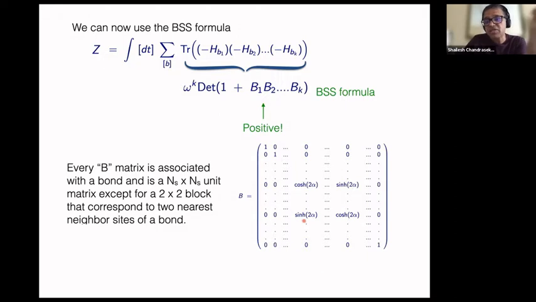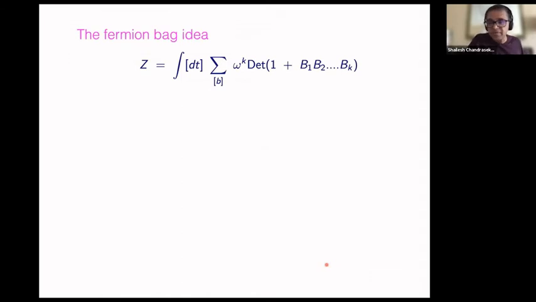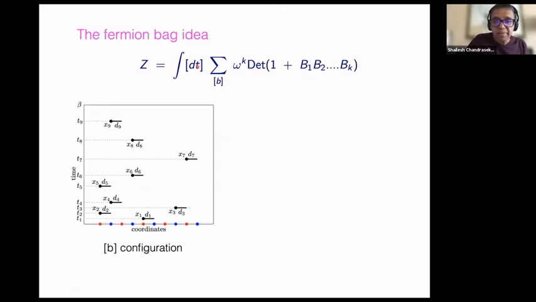And that structure is very helpful to create the fermion bag concept. So in the traditional auxiliary field method, this B is very non-local because it can talk to many lattice points. And so that makes it much more inefficient in calculations. So for example, let me quickly explain the fermion bag idea. You basically start with your partition function, right? And think about this B field. If you wish, there are a bunch of bonds, nearest neighbor bonds at various times, right?